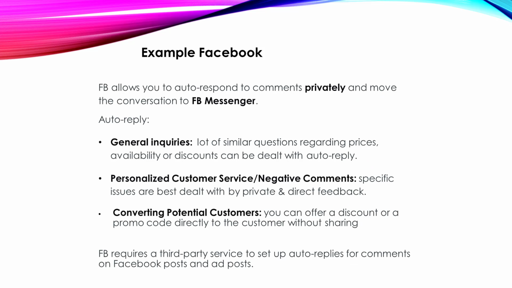Now you can auto reply to a number of situations, and it's suggested that there is a situation for general inquiries. And this is where you'd get a lot of similar questions regarding perhaps price, availability, or discounts. And it's quite easy to respond to these things with an auto reply, because there will be repetitive keywords coming through there. In a situation where you might have personalized customer service, or perhaps negative complaints or comments, then these issues, which are more specific, are probably best dealt with by private and direct feedback, because it's a situation where you really wouldn't want to share the information around. You may have potential customers showing interest, and you can offer a discount or a promo code directly to that customer without sharing in the general Facebook community.